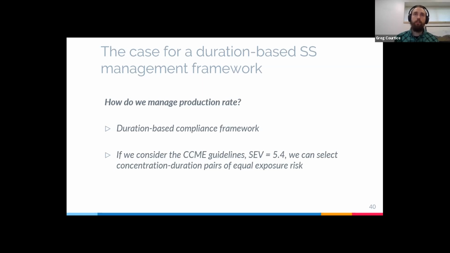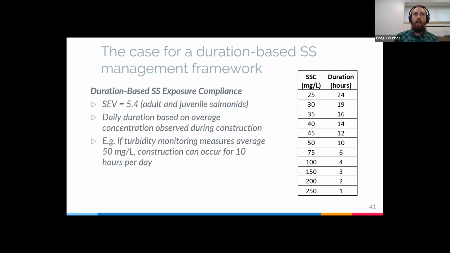So to come up with this framework, we consider the well-established risk tolerance that's proposed in the CCME guidelines of a severity of ill effect of 0.4. And we can select concentration duration pairs that equal that risk tolerance. So on the right side of the table there, you see concentration duration pairs that correspond to the same exposure risk as 25 milligrams per liter over 24 hours.